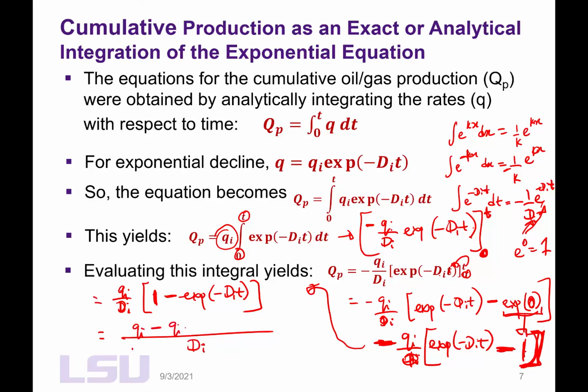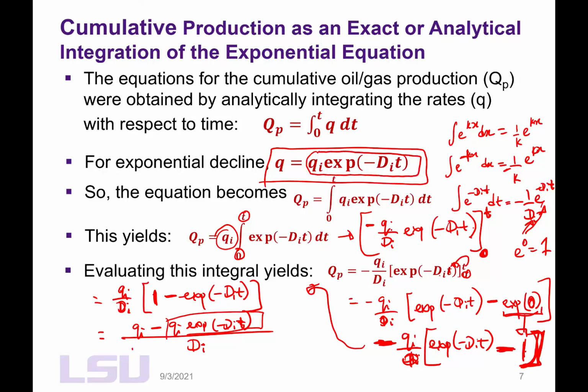So technically this is equivalent to dividing through by Di, and then this Qi times 1 is Qi. What's Qi exponent minus Di t? Does that look familiar, this term? Yes, it does. It's precisely this. So in place of Qi exponent minus Di t, you can use q, because that's the expression for flow rate based on the exponential decline. So this is basically equal to Qi minus q over Di. And that's your Qp. And if you go back to the previous slide, that's exactly what we showed as cumulative production.